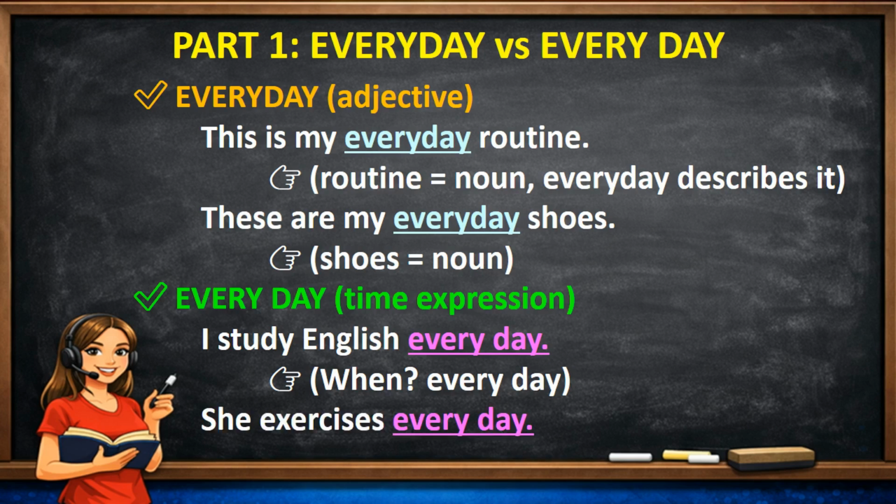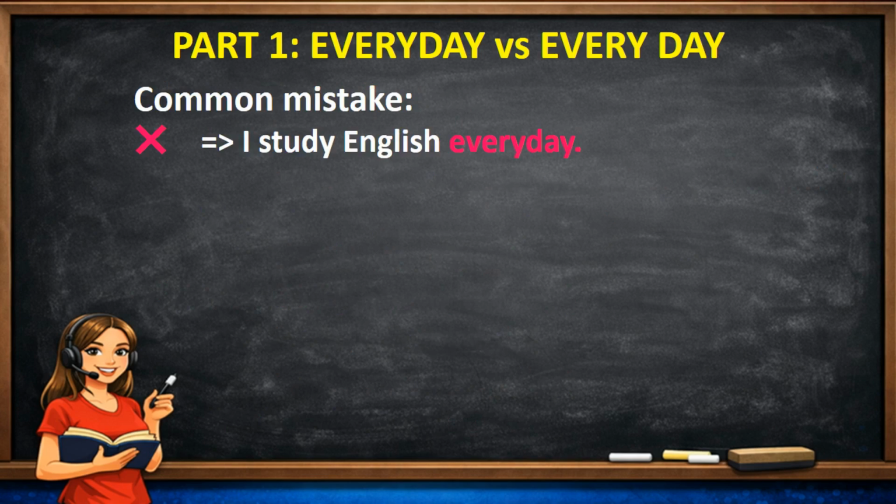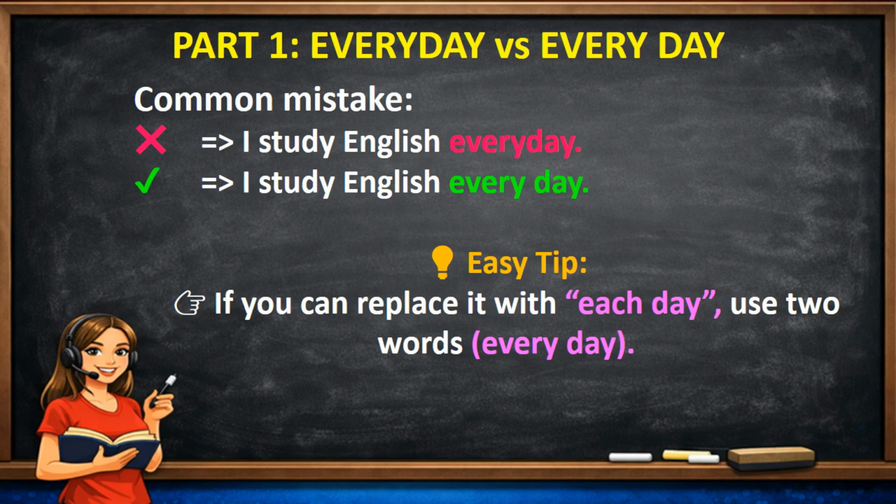Here's another example. She exercises every day. When does she exercise? Yes, the answer is every day. Clear, right? Common mistake. This sentence is wrong. I study English everyday. If you mean each day, it should be I study English every day. Easy tip. If you can replace it with each day, use two words, or every day.